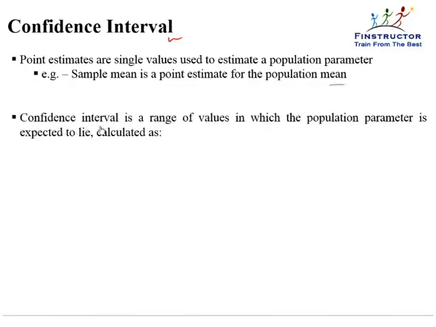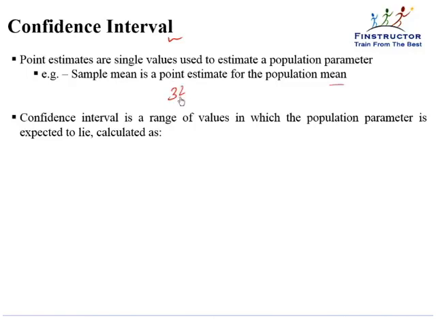Confidence interval is a range of values in which the population parameter is expected to lie with some degree of confidence. So if somebody asks me what is the mean age of CFA and FRM candidates, I can either give him a point estimate: take a sample of 50, calculate, and I say the expected value is 32.